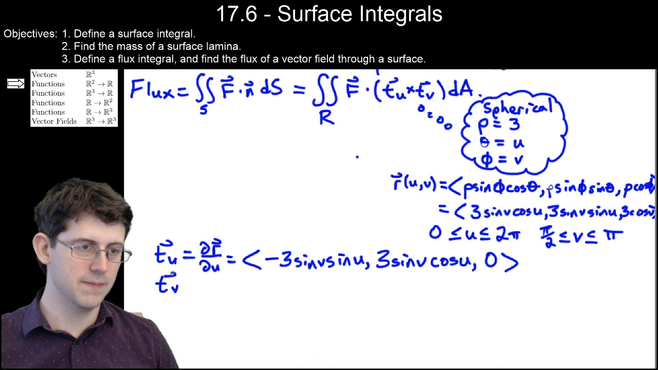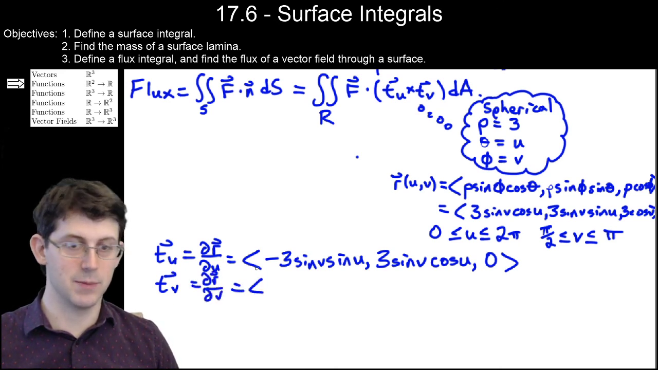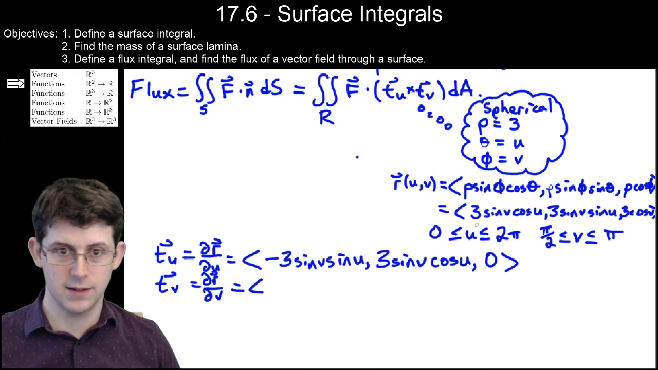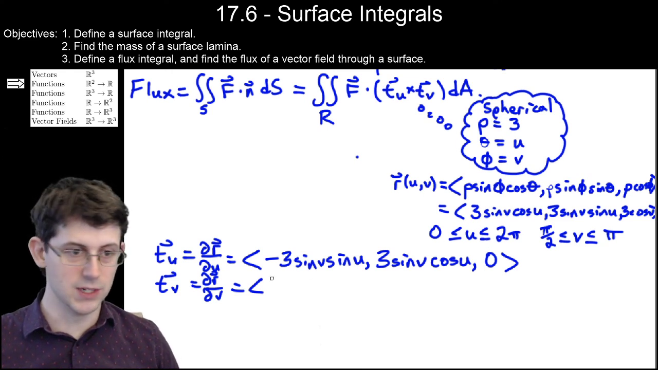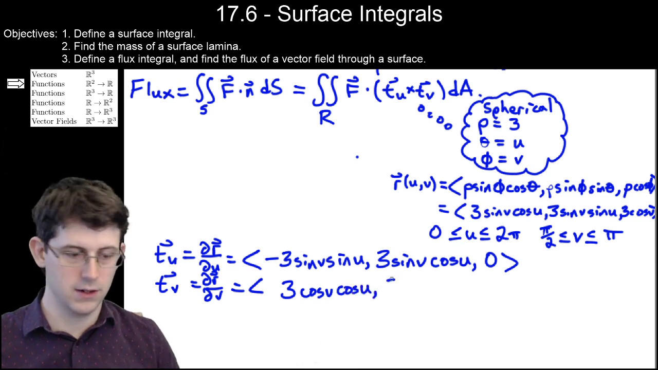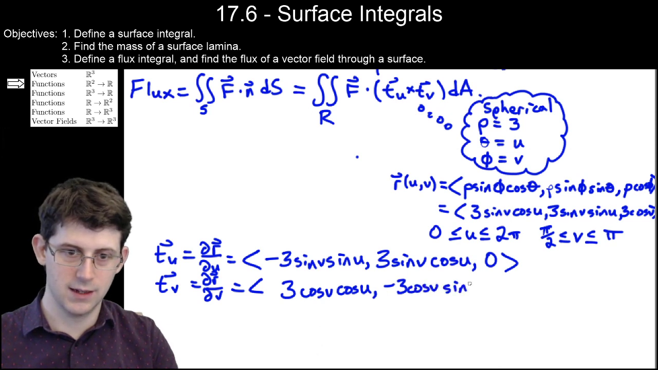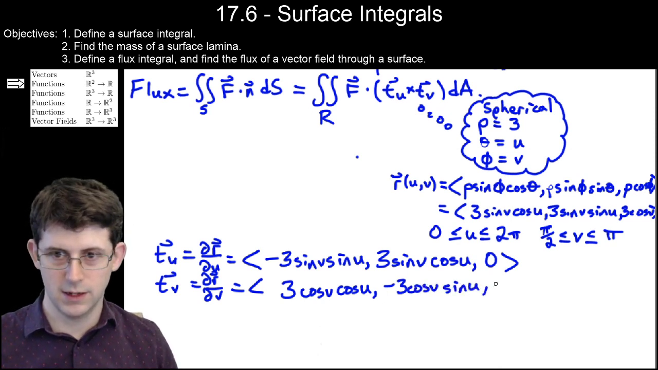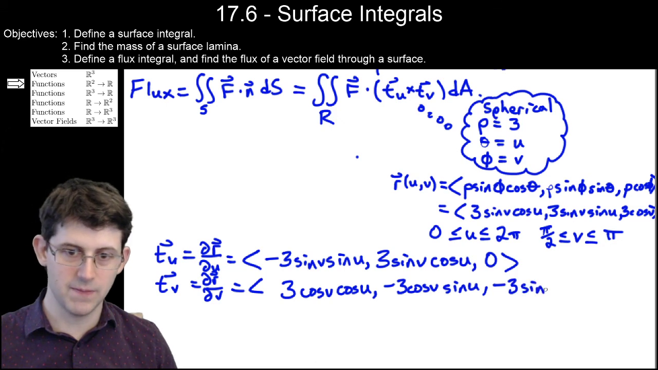Then I've got Tv. That's just the v partial derivatives of my parameterization. The v partial derivatives leave the u's alone. So this one will be 3 cosine v cosine u, minus 3 cosine v sine u, and minus 3 sine v.